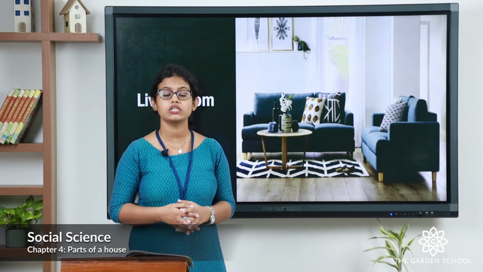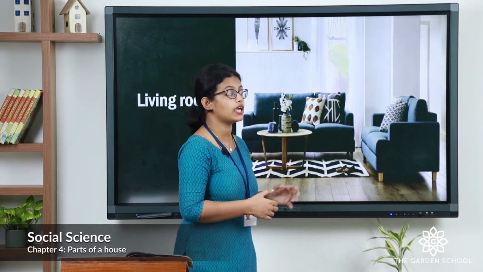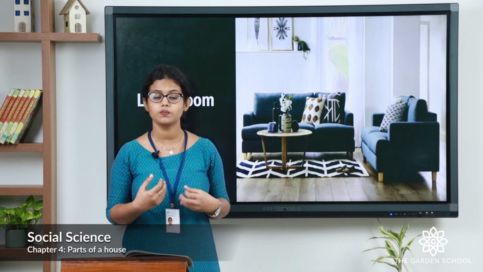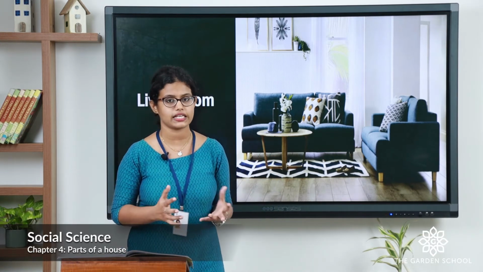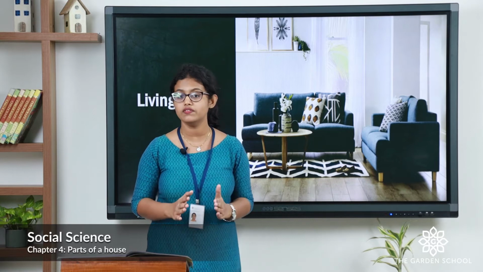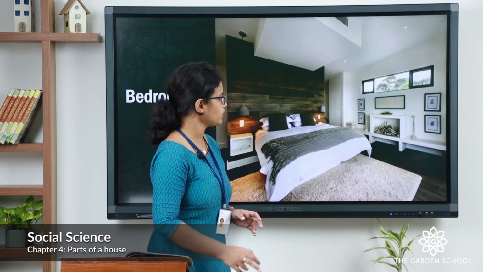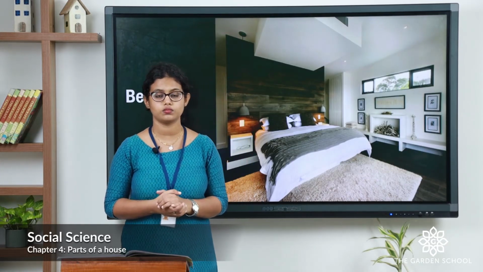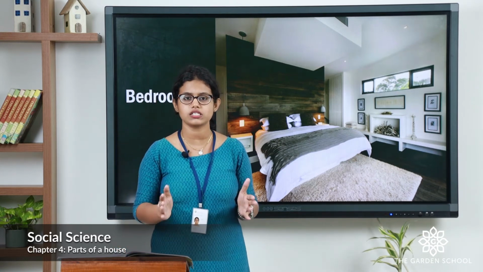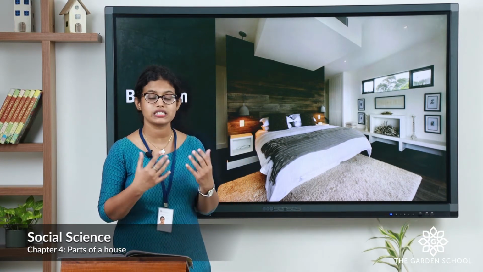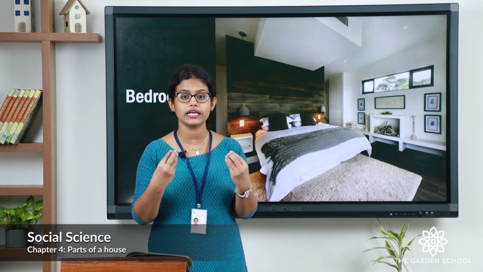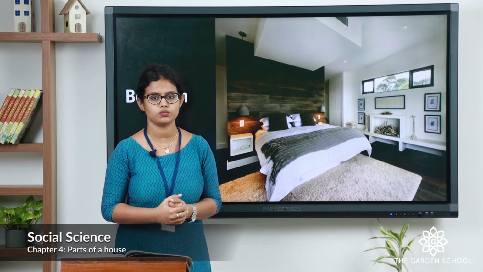Some of us watch TV in the living room. Then what all furnitures do we have in the living room? We have sofa, table, lightings, etc. So that is about the living room. Next one is the bedroom. Bedroom is a personal space for all of us. We sleep in our bedroom. That is, we relax ourselves in the bedroom.